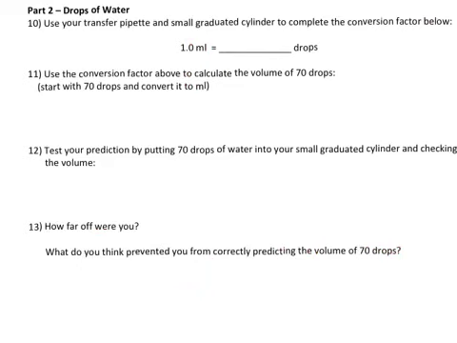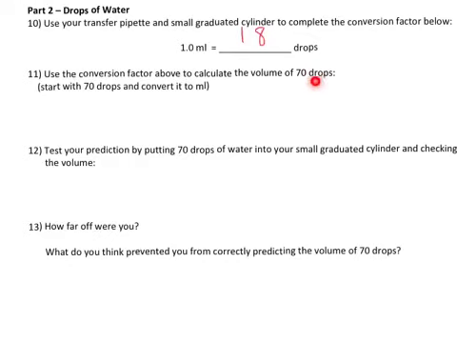Alright, we're going to find that the back side is a lot like the front, so I'm going to give you data that's not real. Let's just say I count drops into my graduated cylinder, and what I find is that 18 drops equaled 1 milliliter. Then I have a conversion factor I can use, so now I'm going to use that to find the volume of 70 drops.